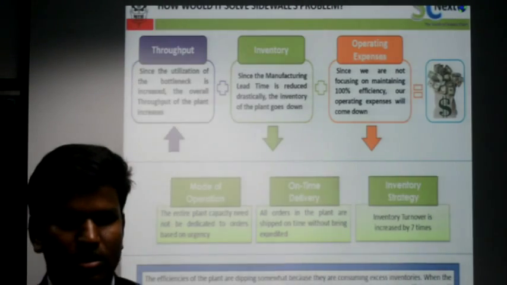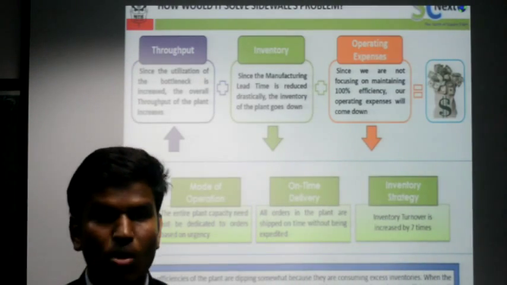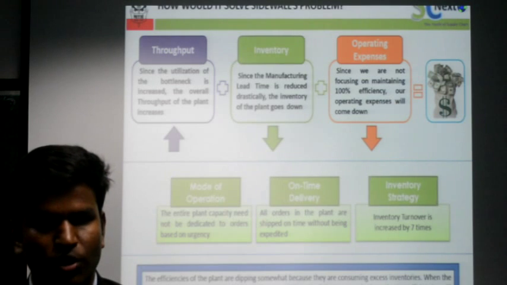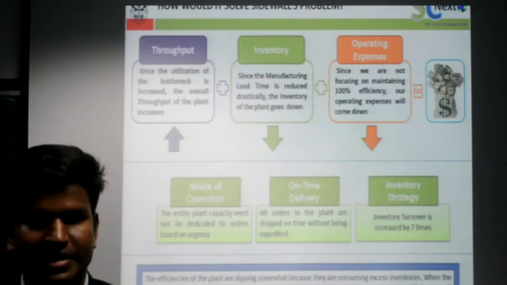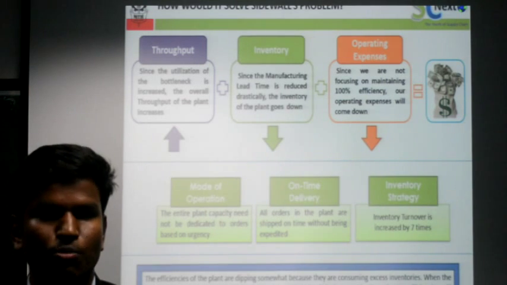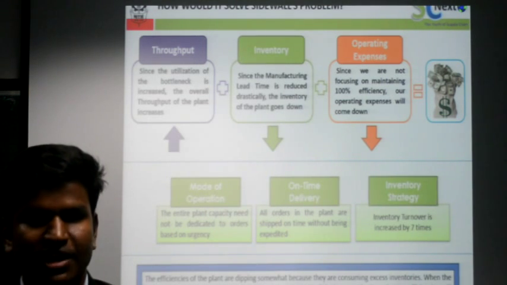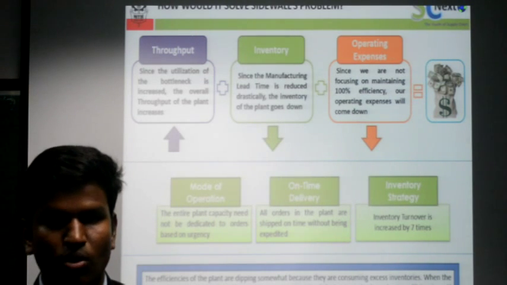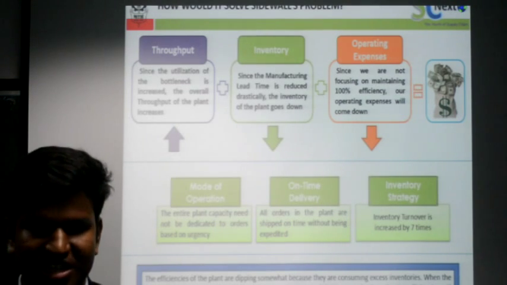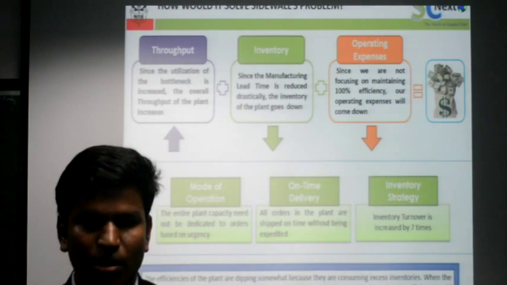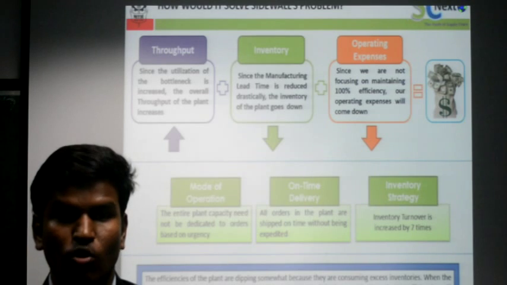Thank you, Praveen. Look at how our solutions have helped us to address the sidewalls problem in terms of our goals. First, since the utilization of the bottleneck is increased, we have increased the overall throughput of the plant. Next, since the manufacturing lead time is reduced drastically, our inventory of the plant goes down. And finally, since we are not focusing on maintaining 100% efficiency, our operating expenses will come down. So essentially, we are making more money now.